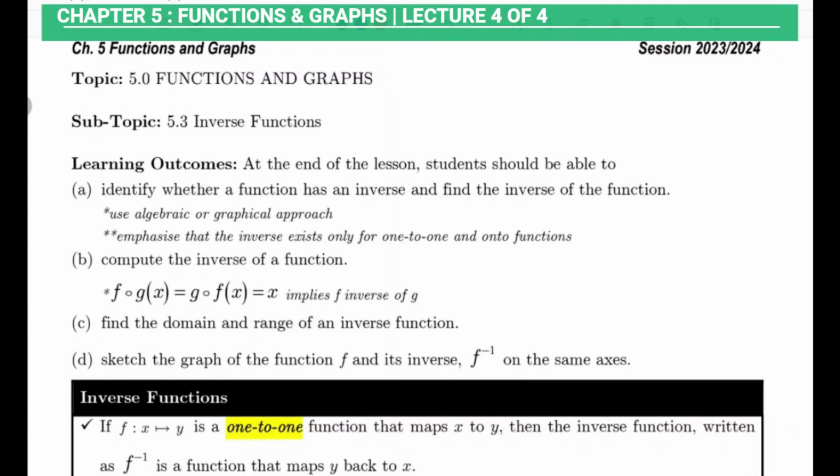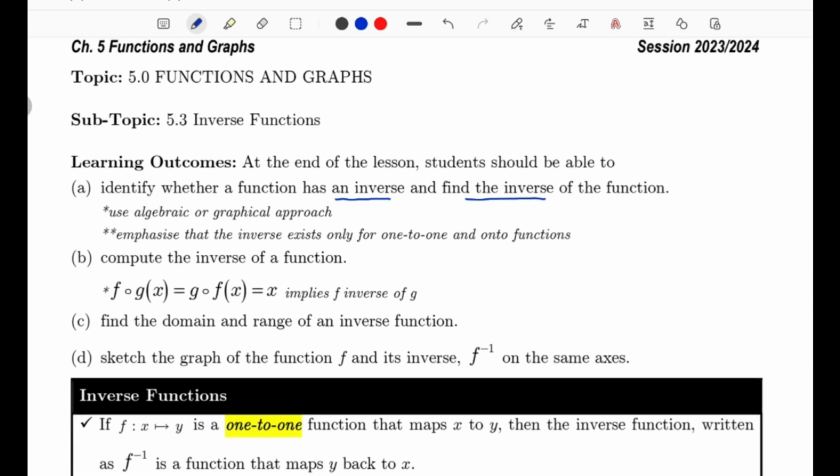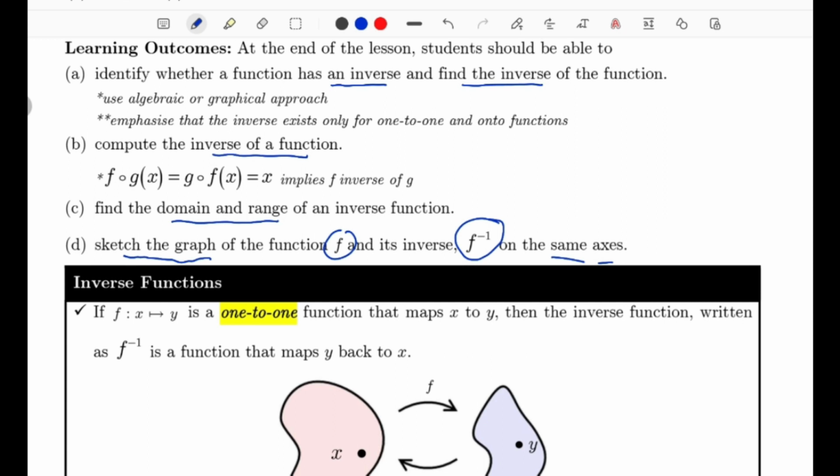Subtopic 5.3 Inverse Functions. Learning outcomes. At the end of the lesson, students should be able to identify whether a function has an inverse and find the inverse of the function. Second, compute the inverse of a function. Next, find the domain and range of an inverse function. And last but not least, students should be able to sketch the graph of the function f and its inverse, f inverse, on the same axis.